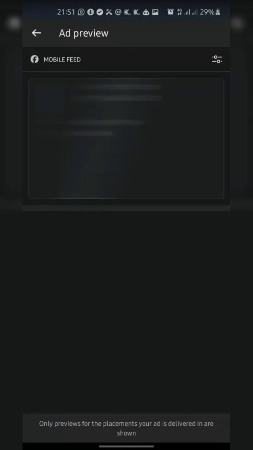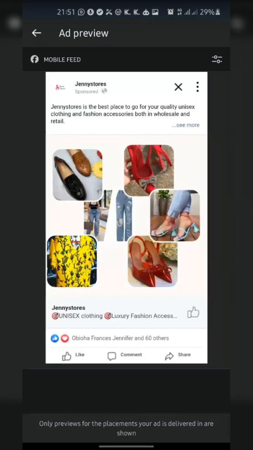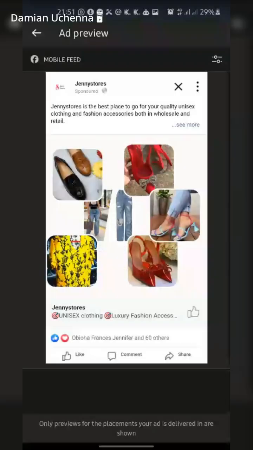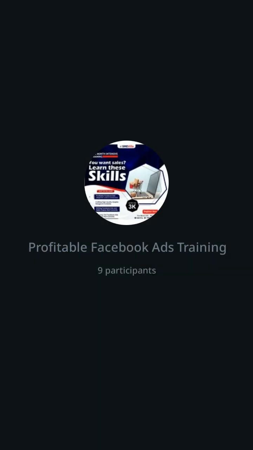Because the creative works. Now, it's the same creative, but different hard copy. If you look carefully, the hard copy is different, but the creative is still the same, right? So this is to tell you that your creative plays a very, very important role.